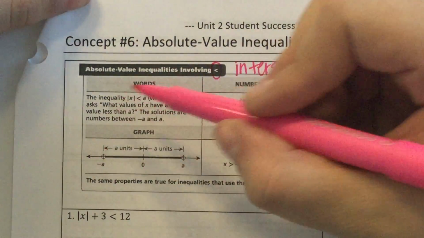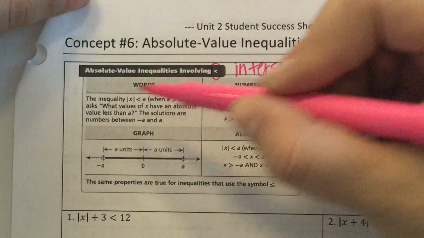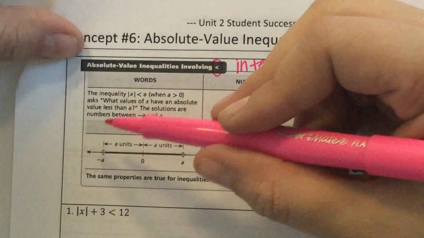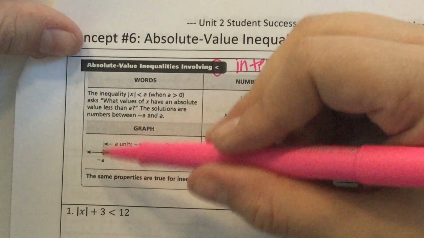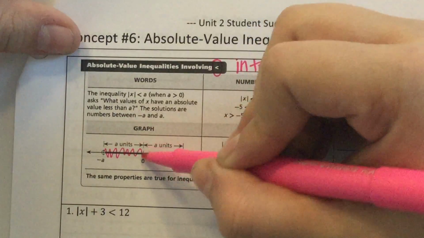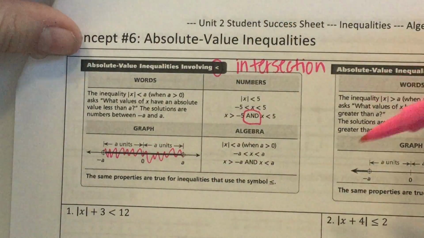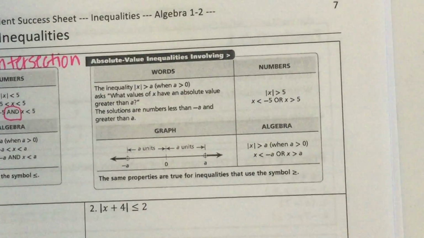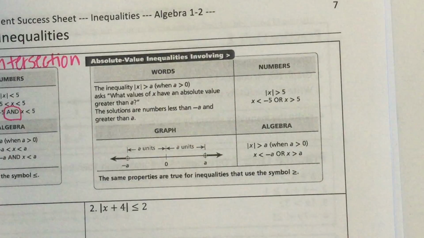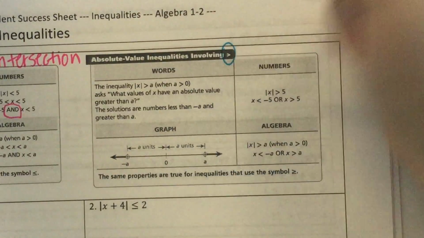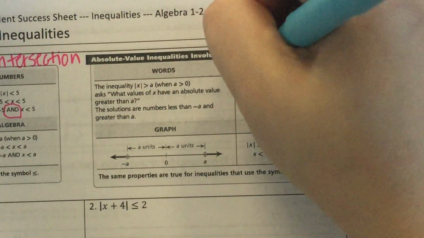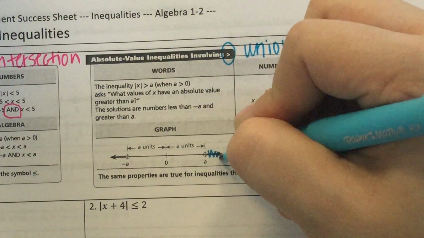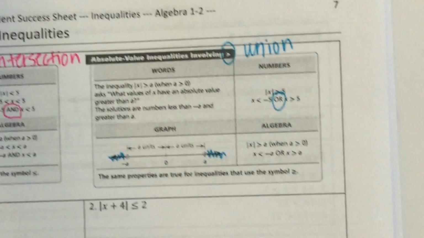The inequality absolute value of x is less than a asks what values have an absolute value less than a. The solutions are numbers between negative a and a, so I'm going to have an intersection between two numbers. The same thing applies to less than or equal to. If I have an absolute value inequality involving greater than, I'm going to end up with a union, which is an or inequality. I'm going to have something going one way and another number going the other way.